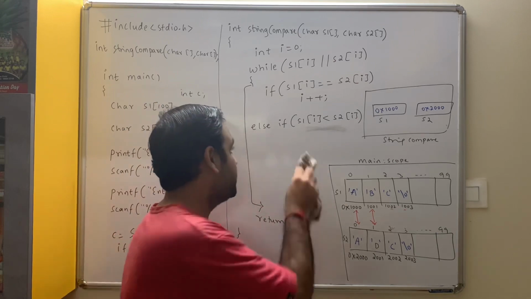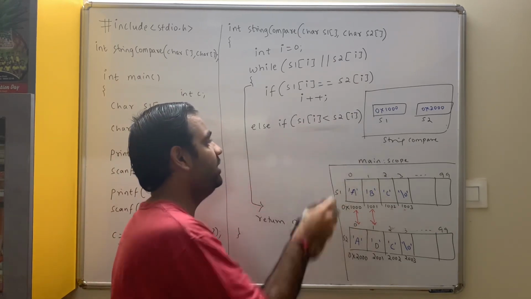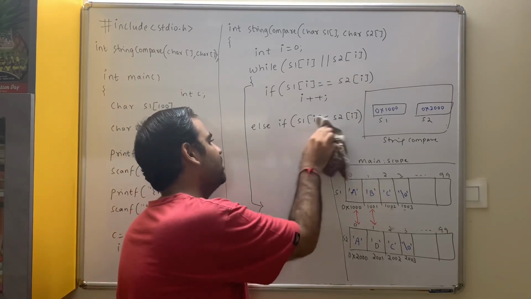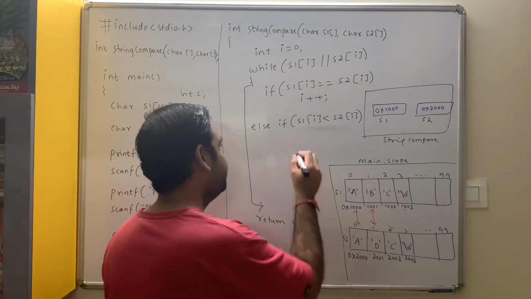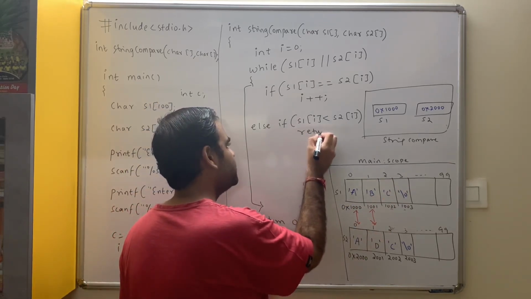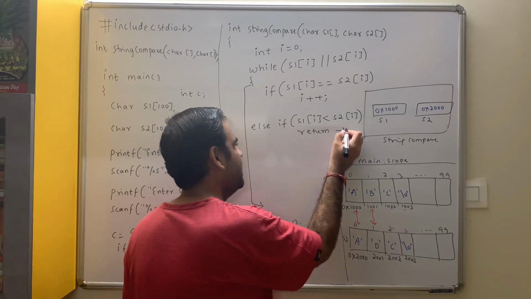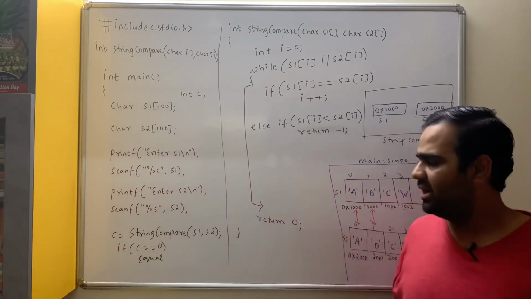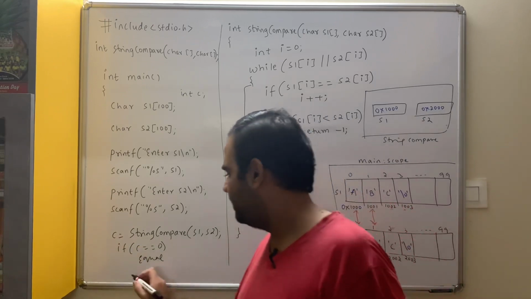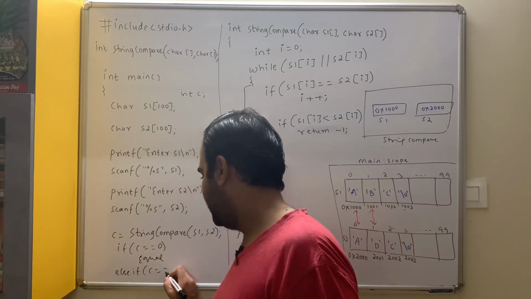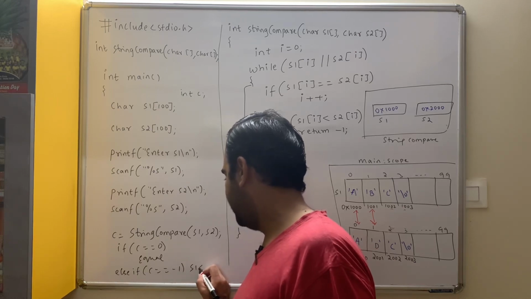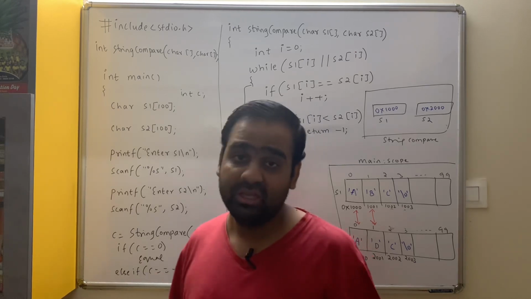Yes sir, 66 is less than 68. That means I need to return -1. I need to stop comparing. There is no point in comparing further because string compare compares two strings till the first point of mismatch, and we return -1. -1 will be returned. The value of C will be -1. We say else if C is equal -1, I say S1 is less than S2.